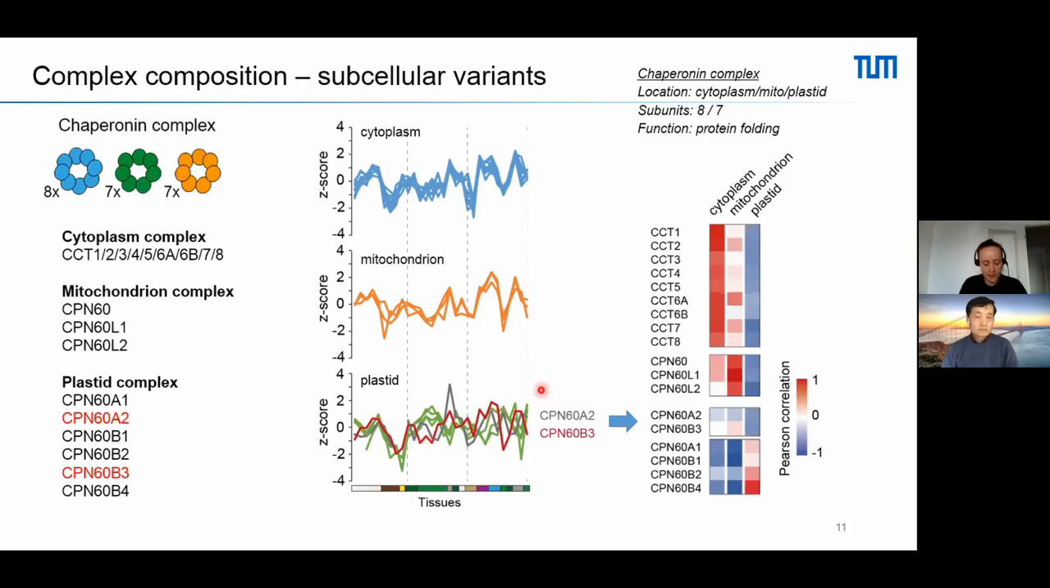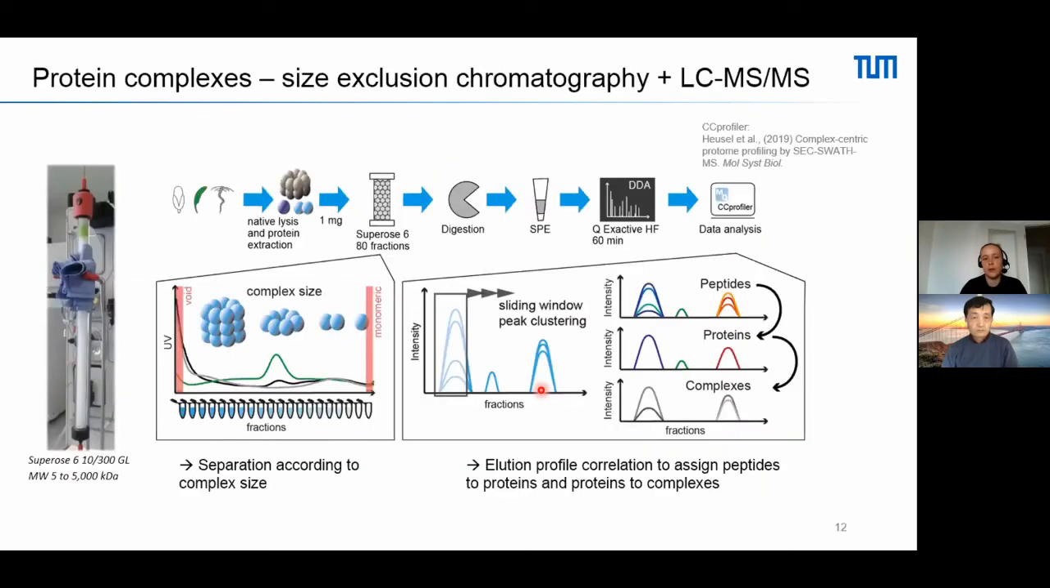This was a bit unexpected and led us to speculate that maybe these 2 subunits have a different function and act independently of the other subunits of the CPN60 complex in plastids. To investigate this in more detail, we made use of a different data set that we generated, where we used size exclusion chromatography to separate protein complexes according to their size. Here we used 3 different tissue samples, flowers, leaves, and roots, and performed native protein lysis and extraction, separated the complexes over Superose 6 columns into 8 fractions, and then did a standard trypsin digestion, and measured all of the samples again on the Q Exactive HF system in DDA mode.